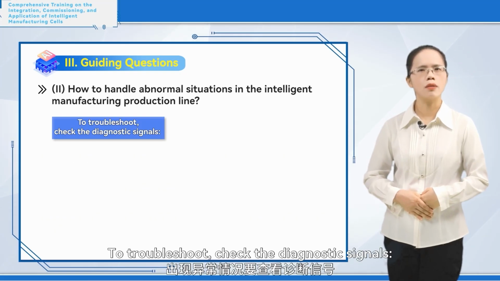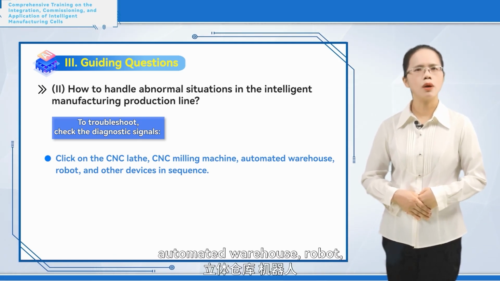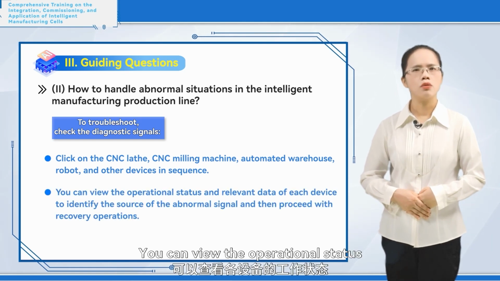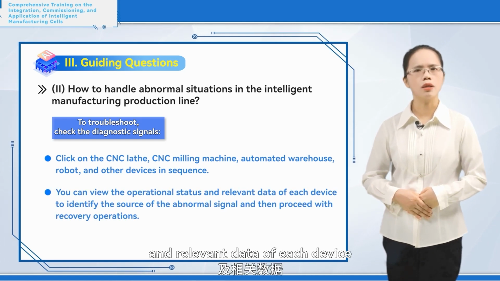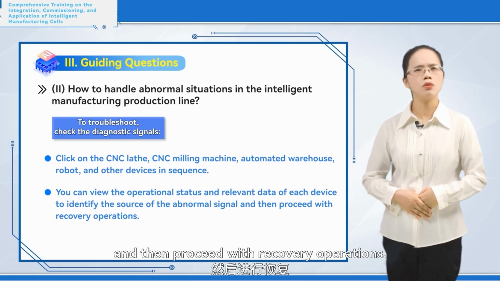To troubleshoot, check the diagnostic signals. Click on the CNC lathe, CNC milling machine, automated warehouse, robot, and other devices in sequence. You can view the operational status and relevant data of each device to identify the source of the abnormal signal and then proceed with recovery operations.